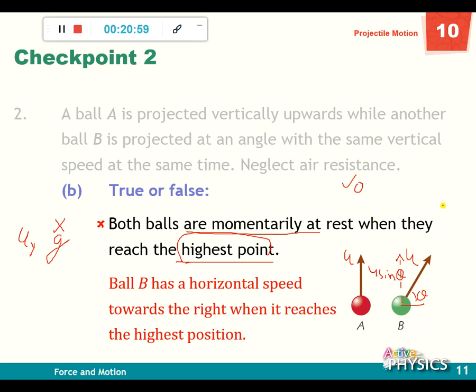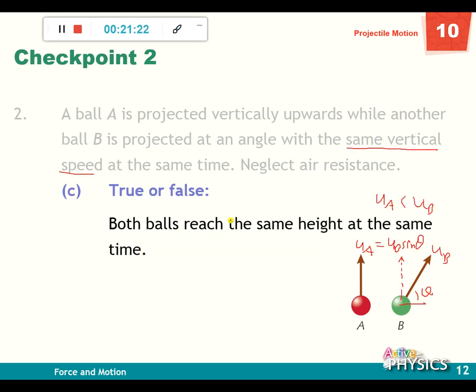But how about for B? B goes to the highest point, it will have horizontal velocity because this one is projectile motion. Even when this one reaches the highest point, it will keep moving horizontally. So momentarily at rest at the highest point, for this one is not true.